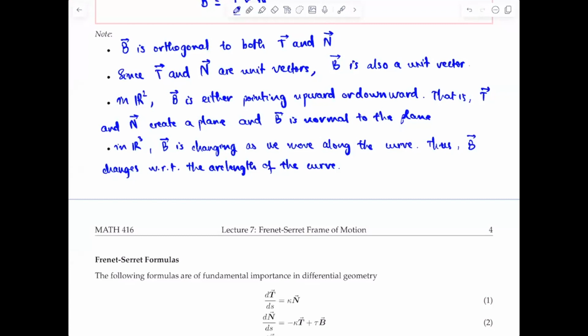And then again, when T and N are orthogonal to one another, they create a plane. You with me on that? And the binormal vector is normal to that plane. Okay. So as you track the points along the curve, T and N create a plane. You with me? In space, a plane in space, and the binormal vector will be normal to this plane.